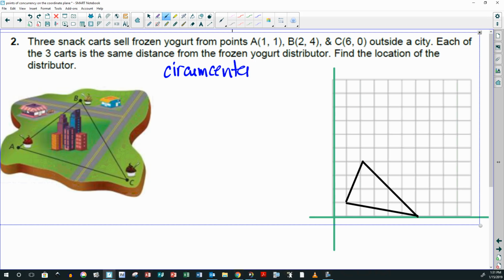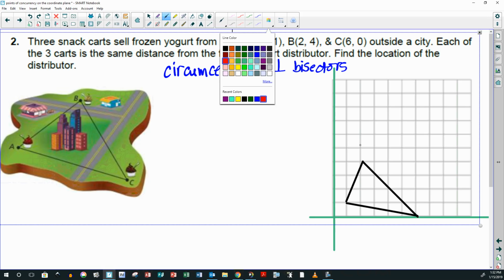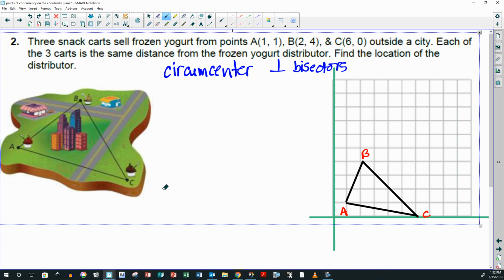So if it doesn't tell you what it's looking for, you have to understand what it's looking for, which means I'm going to have to draw perpendicular bisectors. So plot your points. I drew my X and Y axis on the edge because since all my points are positive, I don't need the other quadrants. So plot your points and draw your triangle. And I'm going to get these labeled. So A, B, and C.